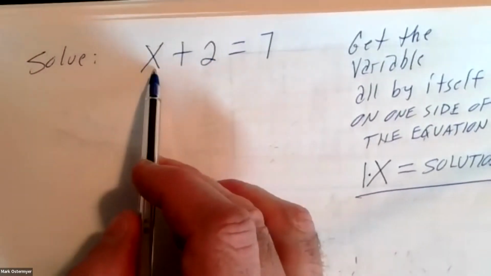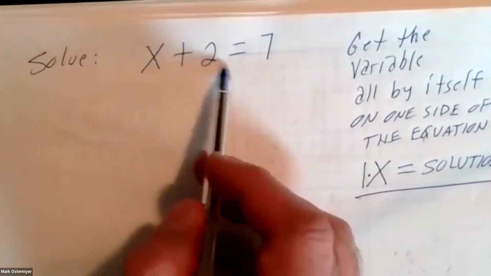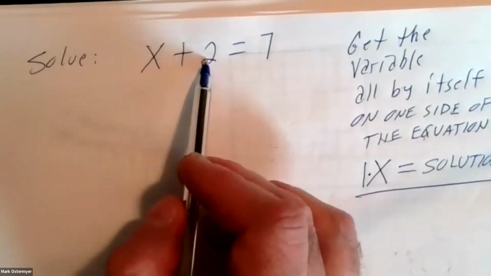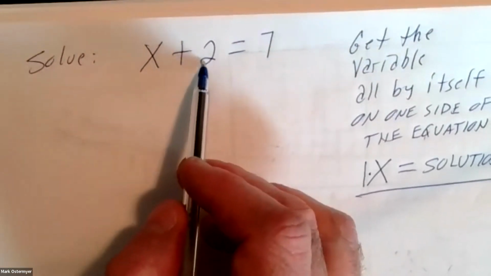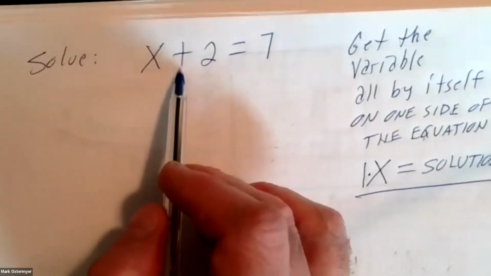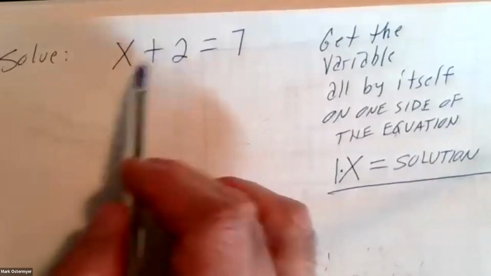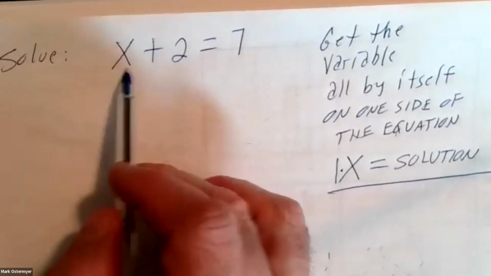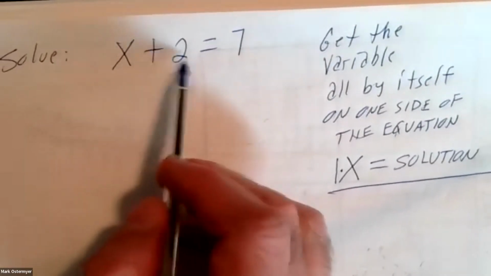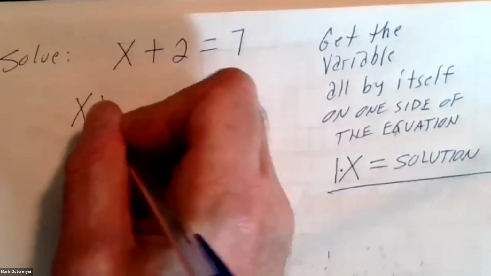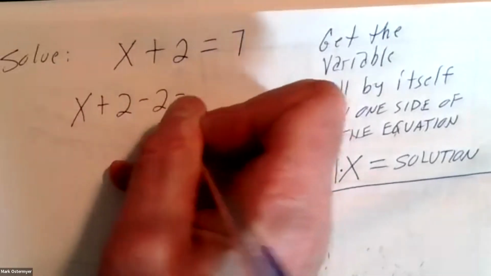How can I get X all by itself on the left side of my equation? How can I undo the addition of 2 to X? What's the inverse of addition? Subtraction. So the undoing of this 2 that's been added to my X, in other words, to get this X all by itself, I'm going to undo the addition of 2. And I'm going to do that, ladies and gentlemen, by subtracting 2 from both sides of my equation.